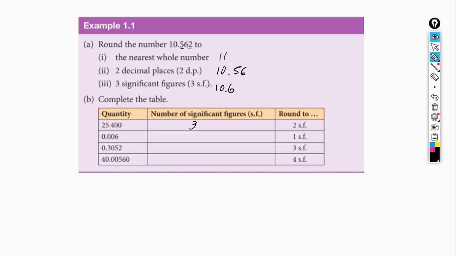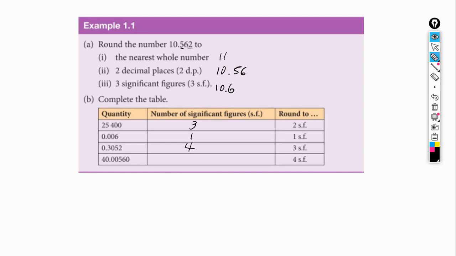0.006 has one significant figure. 0.3052. Okay, so that first zero is not significant, right? The placeholder. But this other zero is significant because it is bound by non-zero numbers. Therefore, this has four significant figures, which would be 3052.